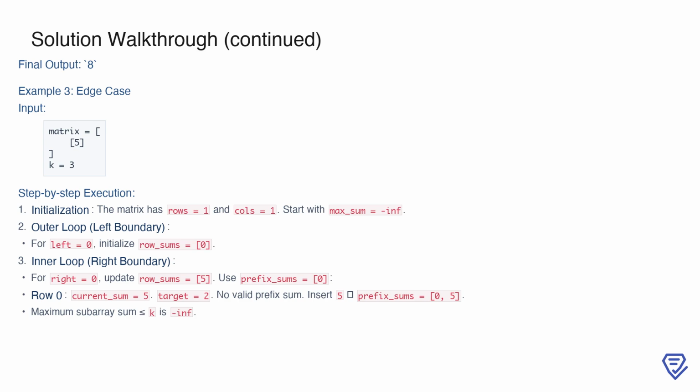For row 2, current_sum equals 8 and target equals 0. A valid prefix sum is found at index 0, so we update max_sum to 8, which is the maximum of its current value and 8 - 0 equals 8. Thus, the final output for this example is 8.